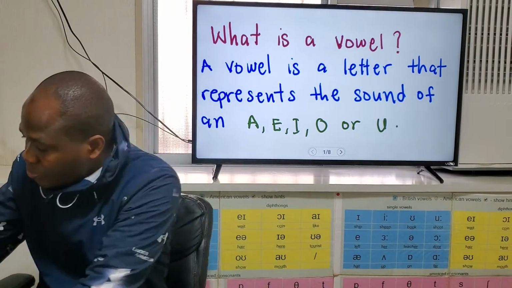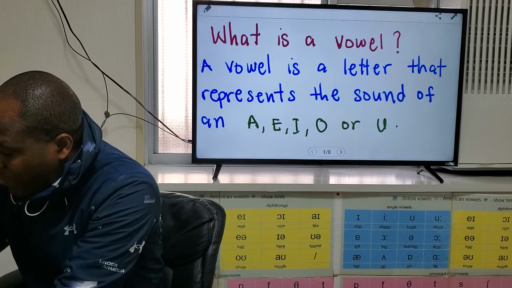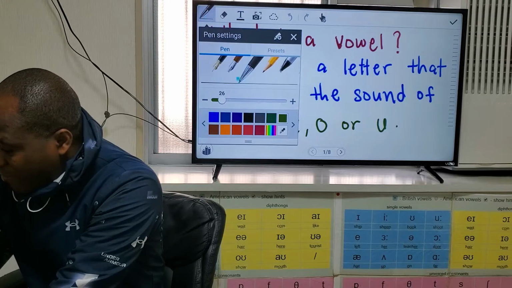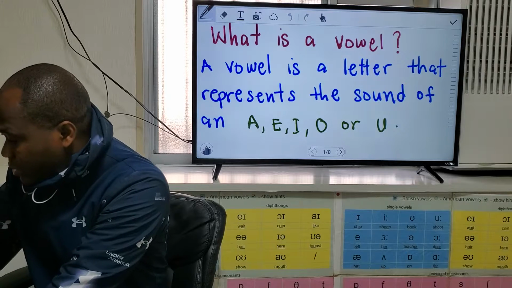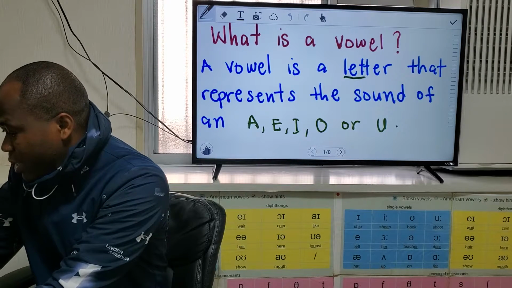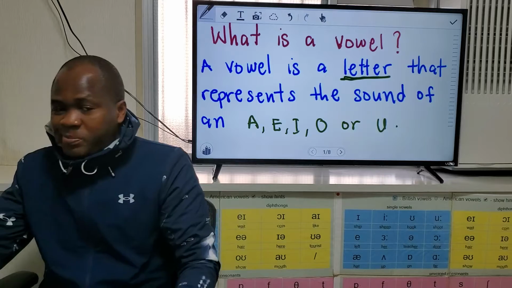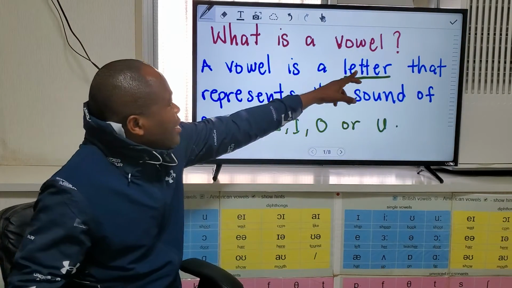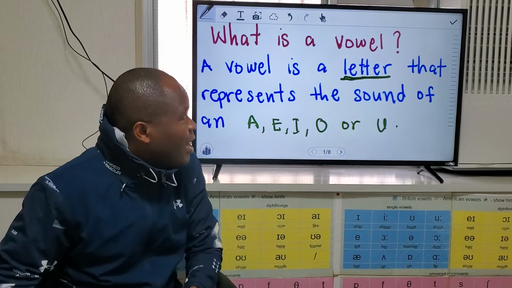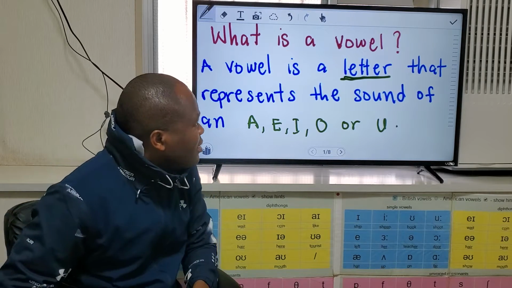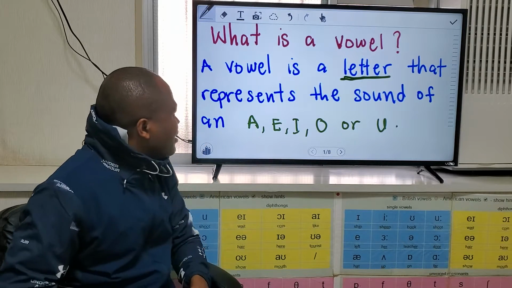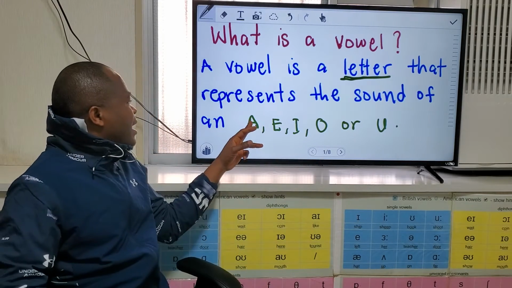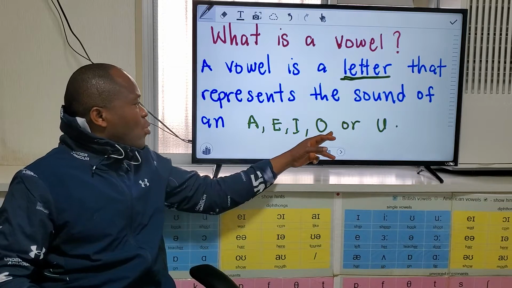We are talking about alphabet. So a letter is an alphabet, the alphabet that we use in our English writings or spelling of words. So the letter here is an alphabet. So we can say that a vowel is an alphabet that represents the sound of an A, E, I, O, U.